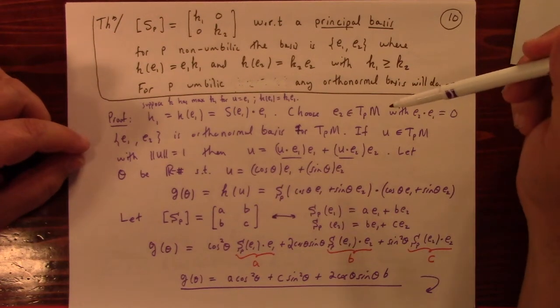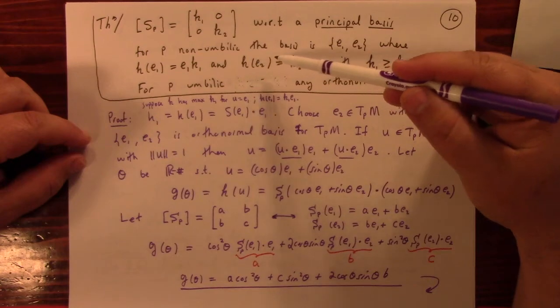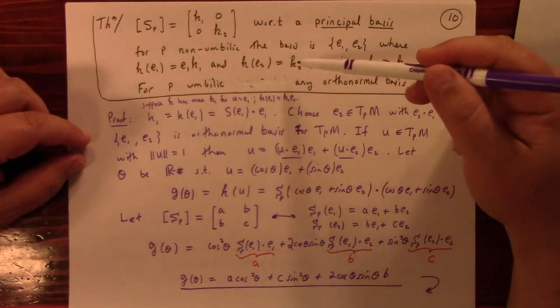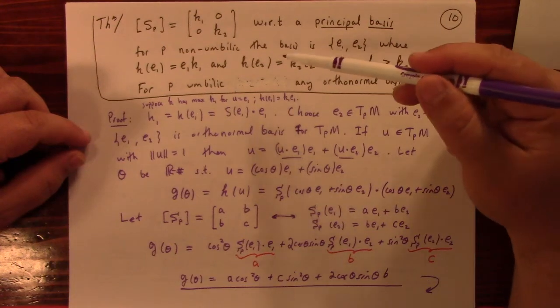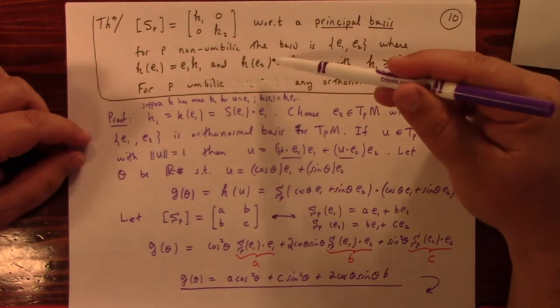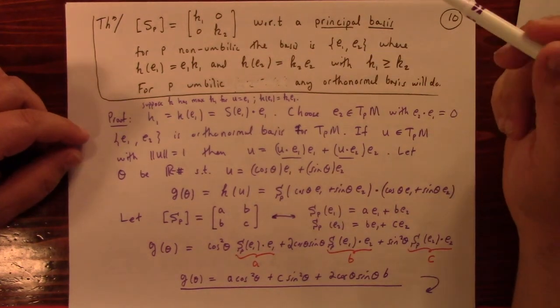And what's left to show is that K2E2 is equal to K2E2. That is not yet known. We need to prove that. And we also would like to see that K2 is the minimum of K, right?